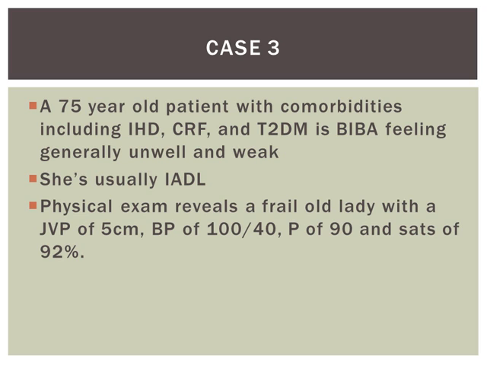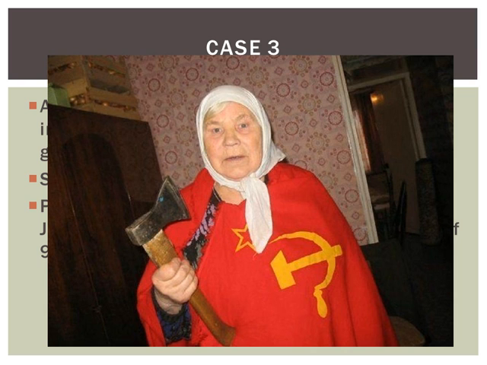So case 3, a 75-year-old lady with comorbidities including ischemic heart disease, chronic renal failure, and type 2 diabetes, is brought in by ambulance feeling generally unwell and weak. She's usually independent of activities of daily living, and physical exam reveals a frail old lady with an elevated JVP, borderline hypotension, pulse of 90, SATs of 92%. That's her, quite frail as you can see.